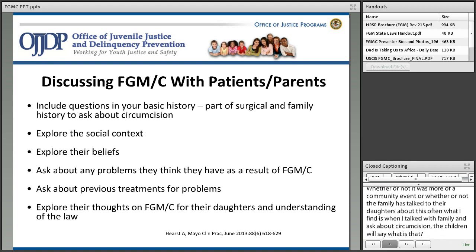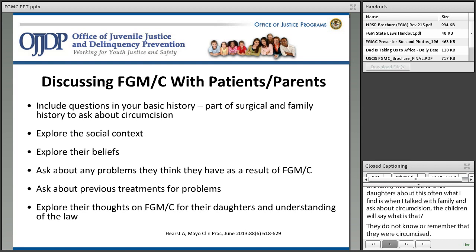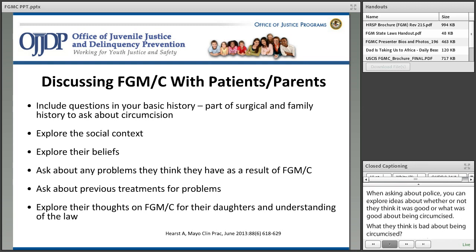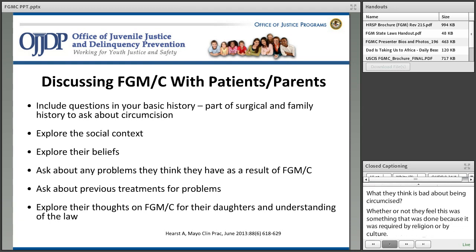When asking about beliefs, you can explore at this time ideas about whether or not they think it was good or what was good about being circumcised, what they think is bad about being circumcised, whether or not they feel that this was something that was done because it was required by religion or whether it was required by culture. And that gives me the opportunity to say something about how it is probably more of a pharaonic tradition, and that we know it is not part of Islam or Christianity.